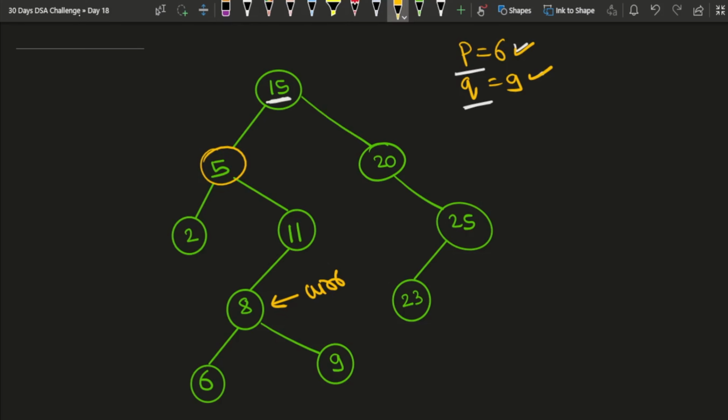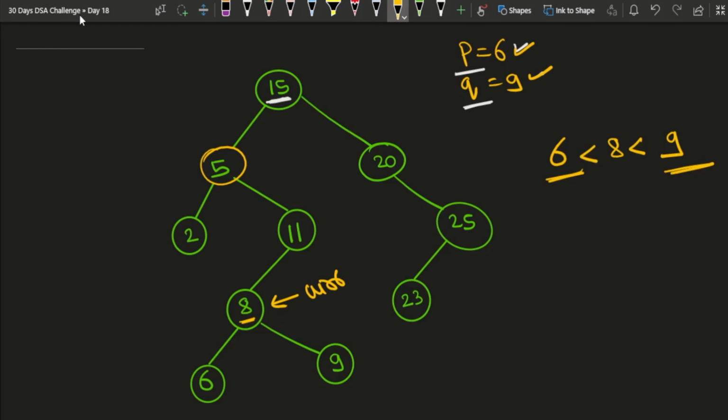Okay, this is very important. Currently I'm standing at a node with the value 8, and I am looking for two nodes with the values 6 and 9, right? And here you can see that this 6 is lesser than 8 and this 9 is greater than 8.